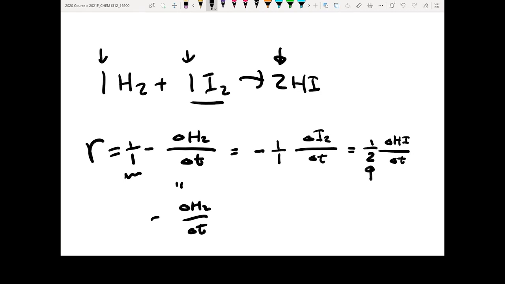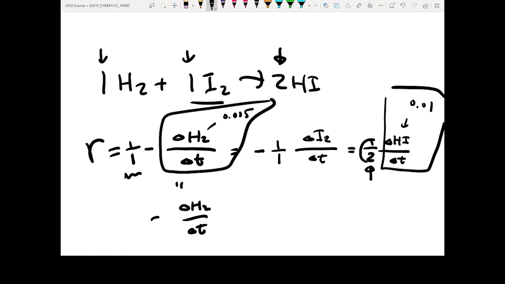Once you do this correction using the coefficient, you're going to get a single number. Previously, we said this is actually 0.005, right? This is actually 0.01. If you divide this number by half, then everybody will be the same.